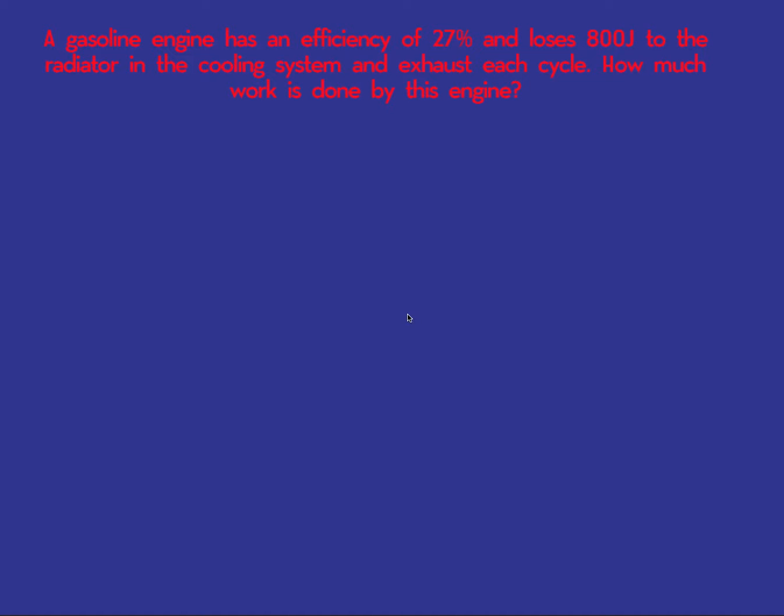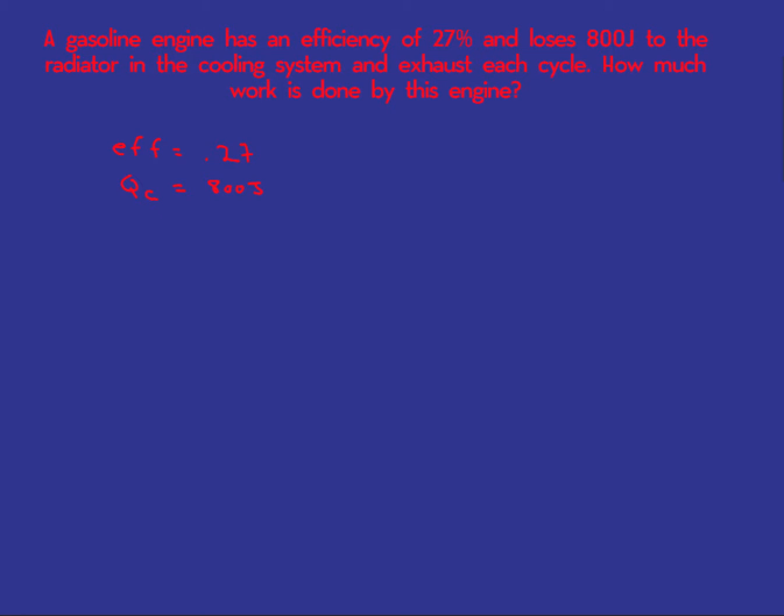Now, if you look at your formulas for efficiency, you'll notice that there really isn't one formula that we can use for this. We're going to have to use more than one. Let's begin like we always do, by writing down the things that we know. We know that the efficiency of this engine is 27%. I'm going to write this as a decimal equivalent here. And we also know that the heat that is lost in this system is equal to 800 joules.